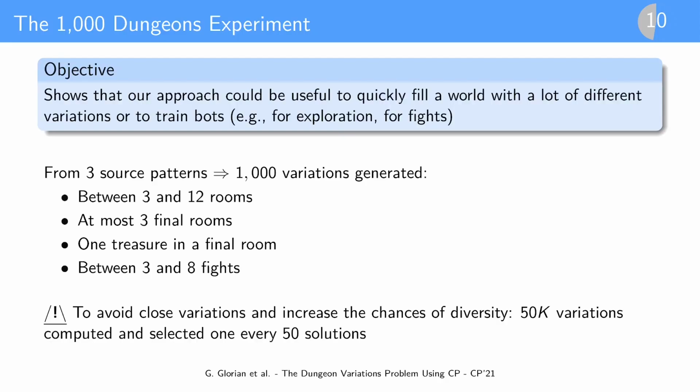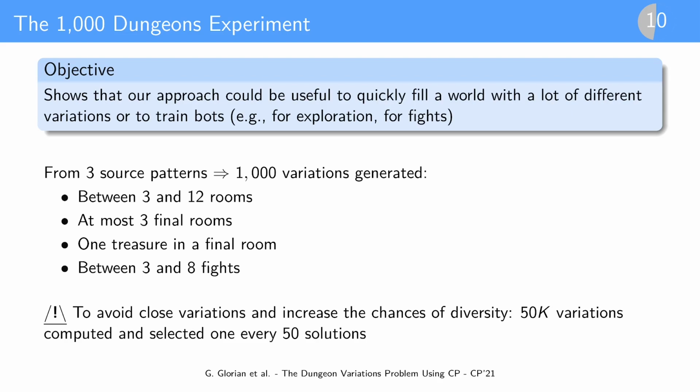The 1000 dungeon experiment's objective is to show the usefulness of our approach in the industrial context. Indeed, being able to generate a lot of valid variations quickly allows us to painlessly fill a world with different variations. We can also imagine training bots for exploration, fight, or debugging matters.